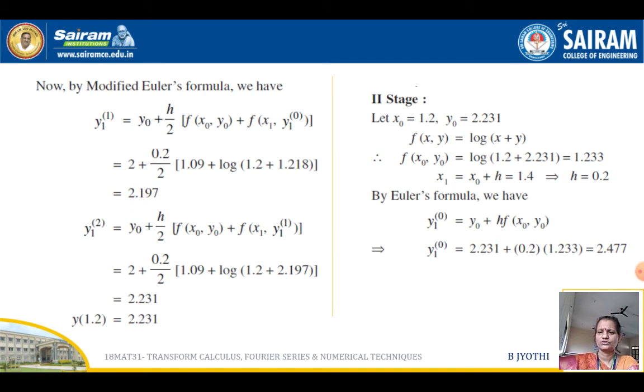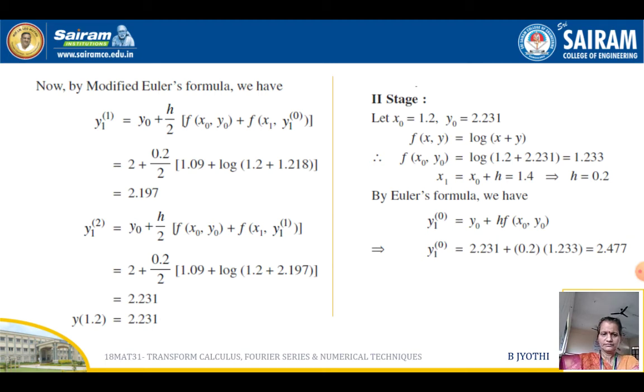2.197. So y1 of 2 again is given by y naught plus h by 2 into f of x naught y naught plus f of x1 y1 of 1. This y1 of 1 is obtained here in the first step. So 2 plus 0.2 by 2 into 1.09 plus log of 1.2 plus 2.197, which gives us 2.231. This is the first stage answer.